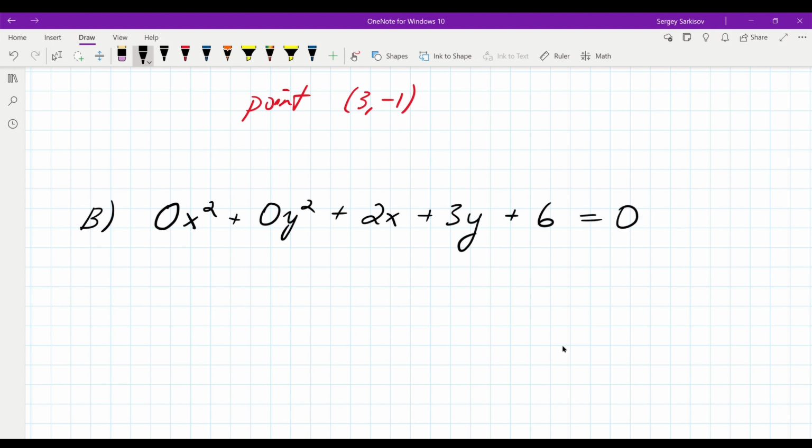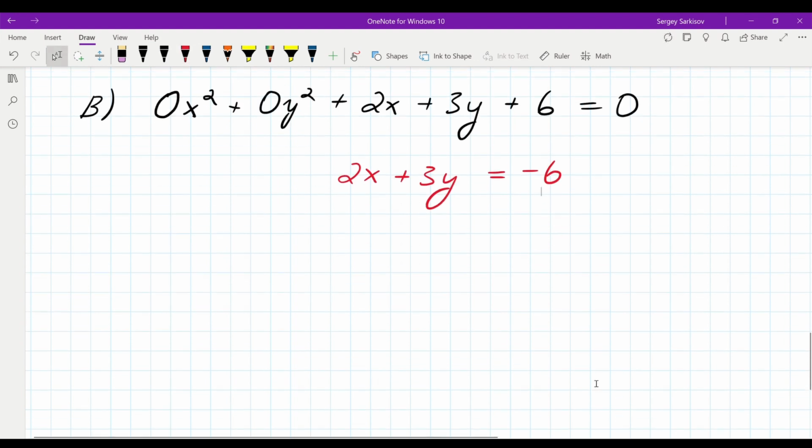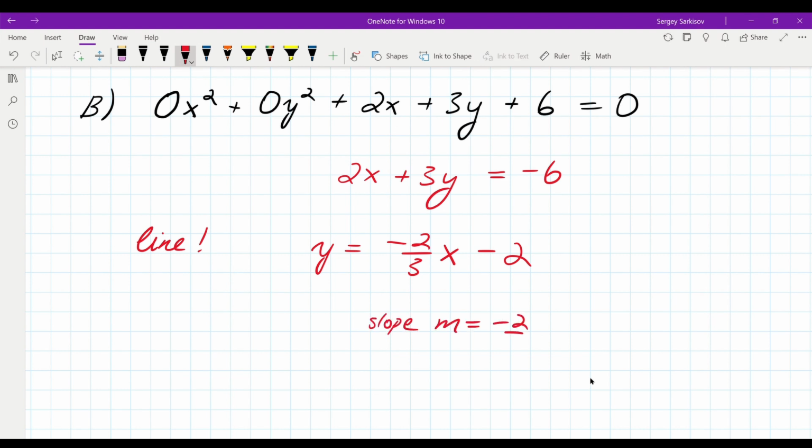Okay, and somebody will probably see what this is. It's just 2x + 3y = −6, right? And you know what this is, everyone? This is a line. You can already say it's a line, right? If you solve for it, y is equal to −2/3 x, and then minus 2, okay? So slope m is −2/3. That's the rise over run.